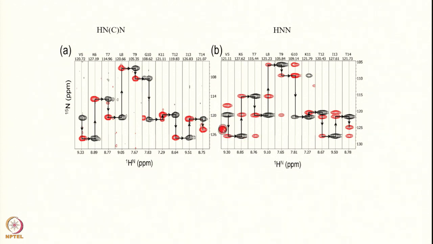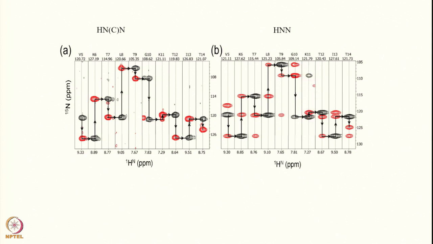The same feature will show up in this particular case as well. So in HNN as well, you go through the sequential walk from 5 to 6, 6 to 7 and 7 to 8 and so on and so forth. You can walk through the polypeptide chain, and notice once more, as soon as you come here, you see two negative peaks, and this is G10, just as you had two positive peaks here. You get two negative peaks and a positive peak here, and the immediate next one will be two positive peaks and one negative peak.